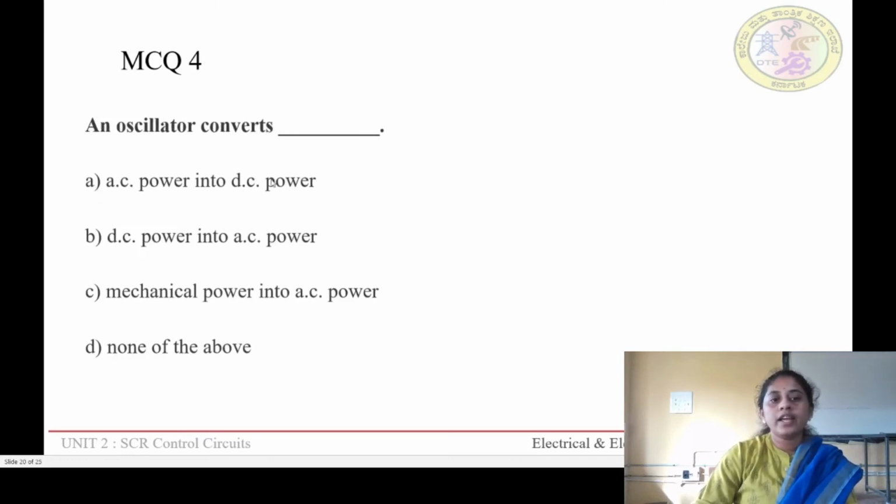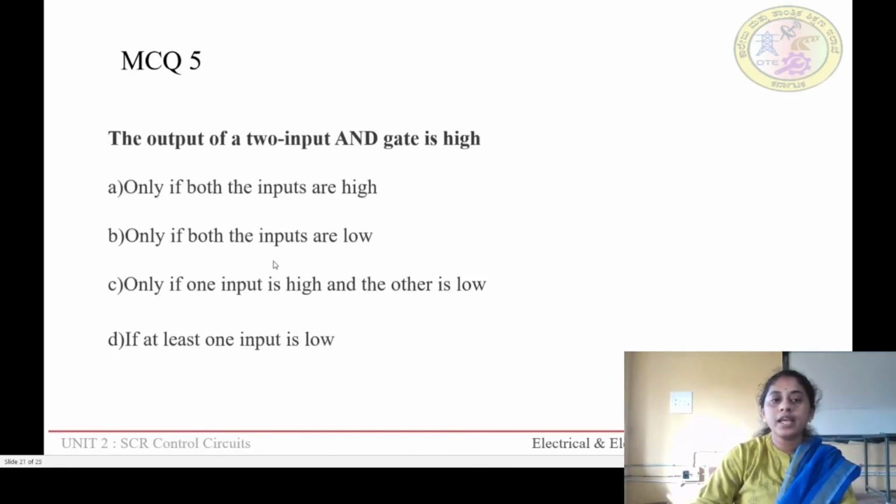Next question, an oscillator converts: option A, AC into DC. Option B, DC into AC power. Option C, mechanical power into AC power. Option D, none of the above. Here we have to recall, you have already studied in your third semester about oscillators. An oscillator takes DC supply and converts it into continuous AC sinusoidal waveform, or it may be square waveform. So the option is B, DC power into AC power.